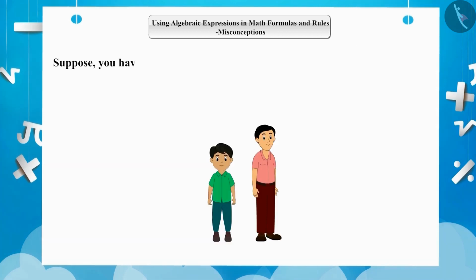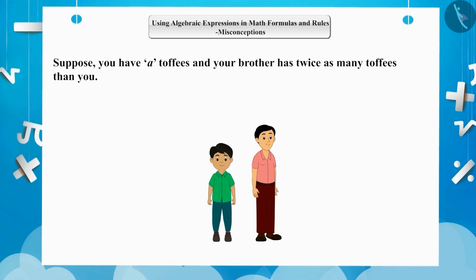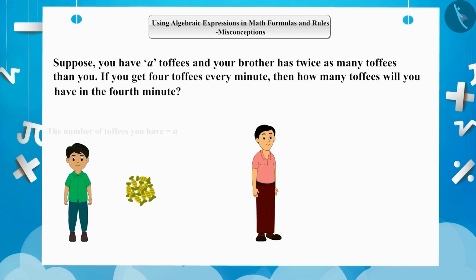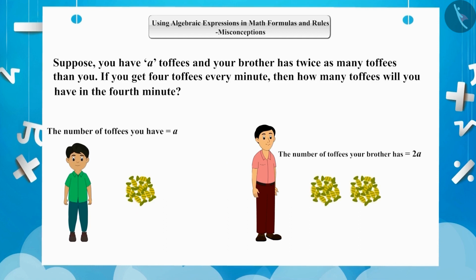Suppose you have a toffees and your brother has twice as many toffees as you. If you get 4 toffees every minute, then how many toffees will you have in the 4th minute? Now, if you have a toffees, then your brother will have 2a toffees. We know that in every minute, you both get 4 more toffees.